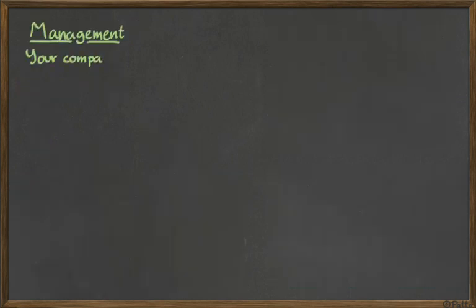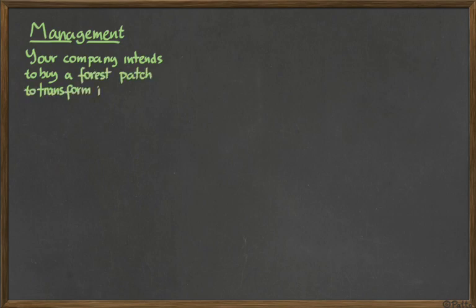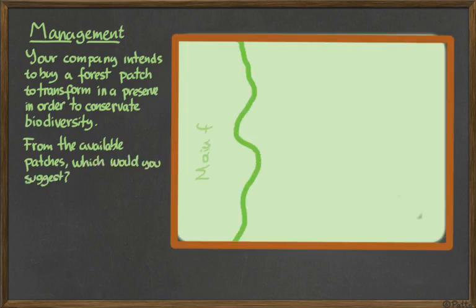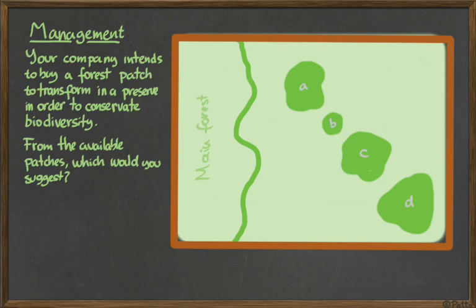Okay, so in terms of management, if your company decides to buy a forest patch, transform it into a preserve, to preserve biodiversity, if you have some available options, which patches would you suggest for them to buy? There on the left you have a main forest, a national park, and you have forest A, B, C, or D. Which of these would you suggest buying? Think for a while. Would you suggest forest A, or B, or C, or D?